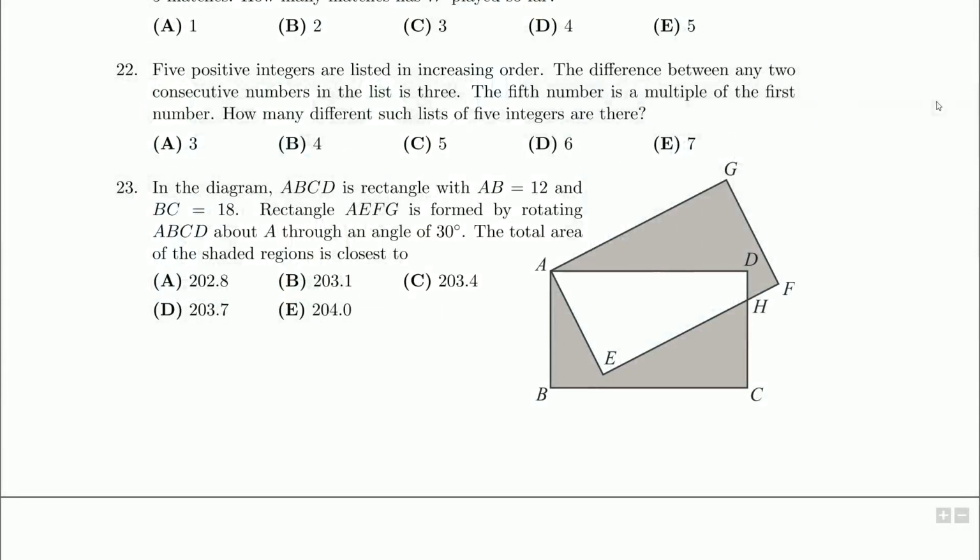Root Beer here, looking at question number 23 on the 2007 Cayley Math Contest. So let's take a look at question number 23. Hopefully you've given it a try already. What have we got here?